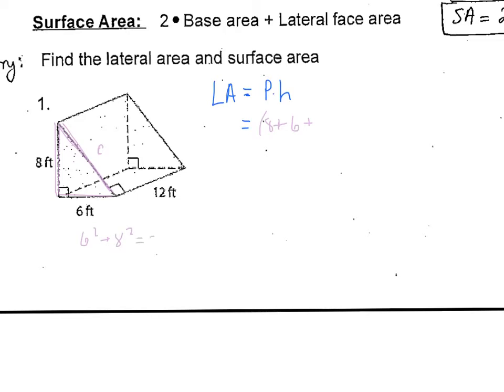6 squared plus 8 squared equals c squared. C comes out to be 10 in this case. Plug that in, times the height, which I pointed out to you, distance between the two bases, is 12. So that gives me altogether 8 plus 6 plus 10 is 24 times 12, and that's giving me a final answer of 288.